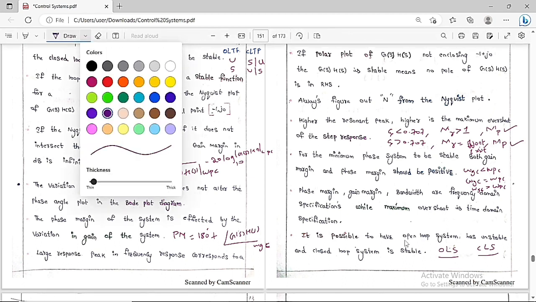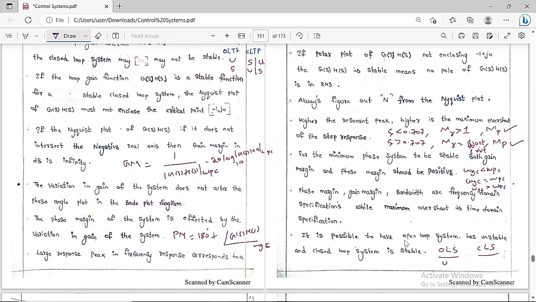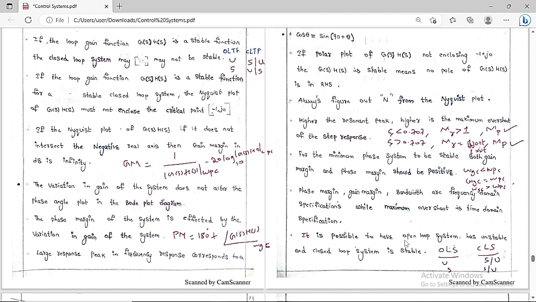It is possible to have an open loop system that is unstable, and the closed loop system can be stable, or it can also be unstable. If the open loop system is unstable, then the closed loop system can be either stable or unstable. If the open loop system is stable, then the closed loop system can also be either stable or unstable.